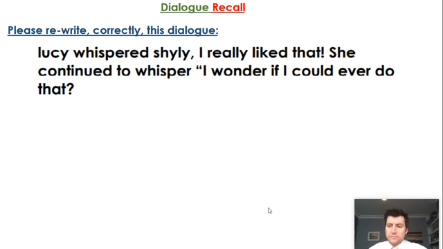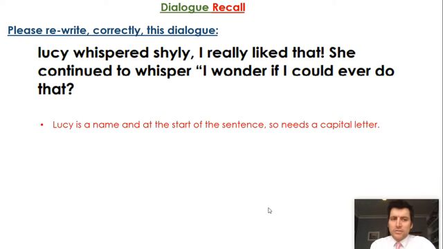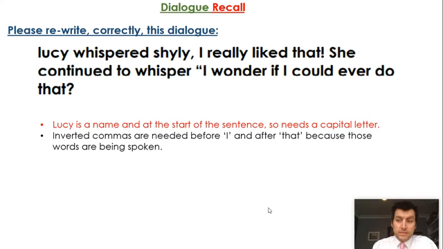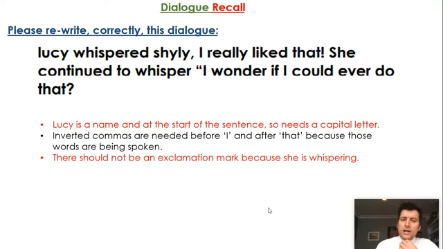Right, you've got a little piece of writing to do here, and this, Imani, is maybe where you could do it in handwriting and then do the story as the typewritten version. So Lucy whispered shyly, I really liked that. She continued to whisper, I wonder if I could ever do that. Sorry, I forgot to whisper at the beginning. Okay, guys, now remembering within our direct speech that we need to ensure that Lucy's name is correctly punctuated. So it's a capital letter. Inverted commas where they should be. We've got an exclamation mark in this writing at the moment. Should there be an exclamation mark?